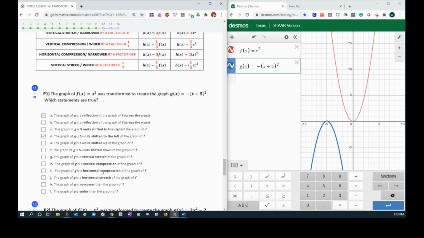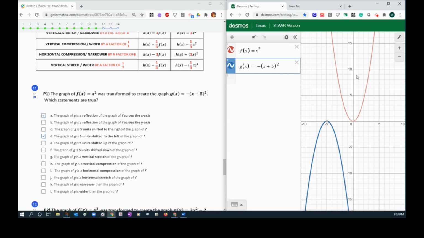Now let's talk about stretch and compression. If you notice right there, the graph looks pretty much the same as far as how wide it is. And if you want a better look, you can see that it's pretty much the same opening. So there was no compression, no stretch. In other words, the graph didn't become narrower nor wider. And you can see we already got a green light. So that means this is correct.